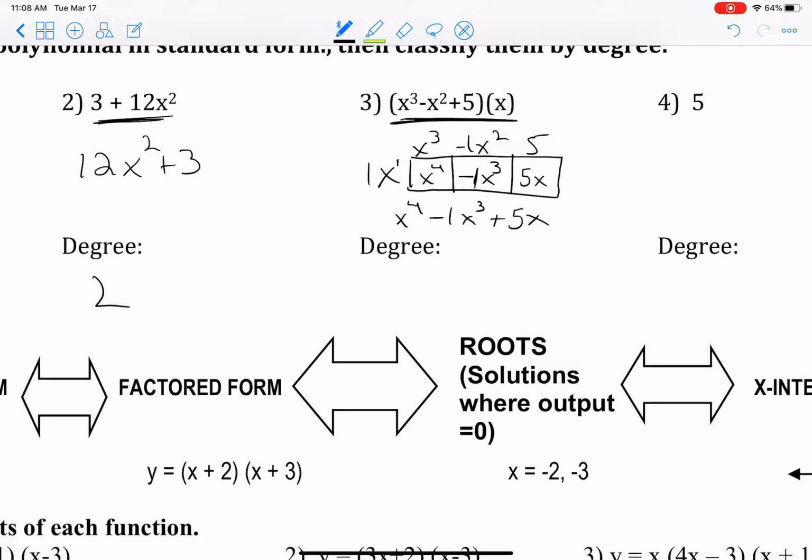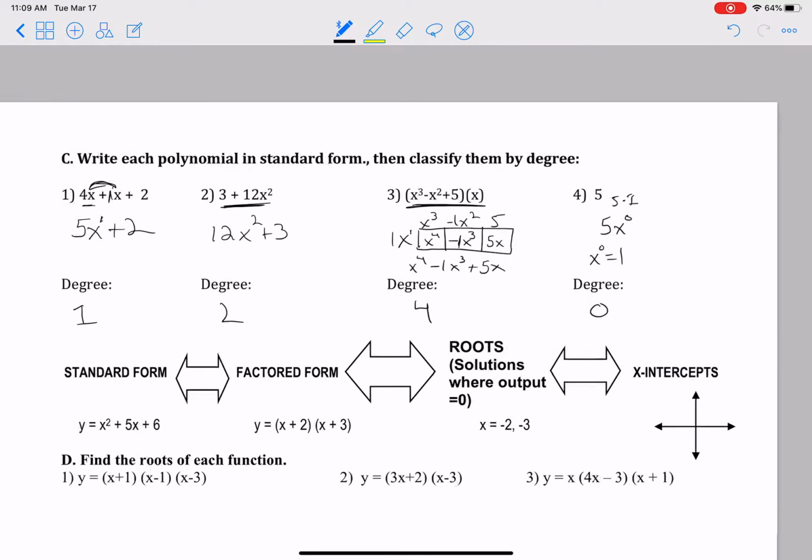All right? So that would be the standard form. I just multiply it through using my area model, and my degree would be 4. Standard form of this is just 5, and my degree is 0, because this would be 5 times x to the 0 power. Because remember, x to the 0 power equals 1. So it's really like 5 times 1. All right, boom, boom, boom.